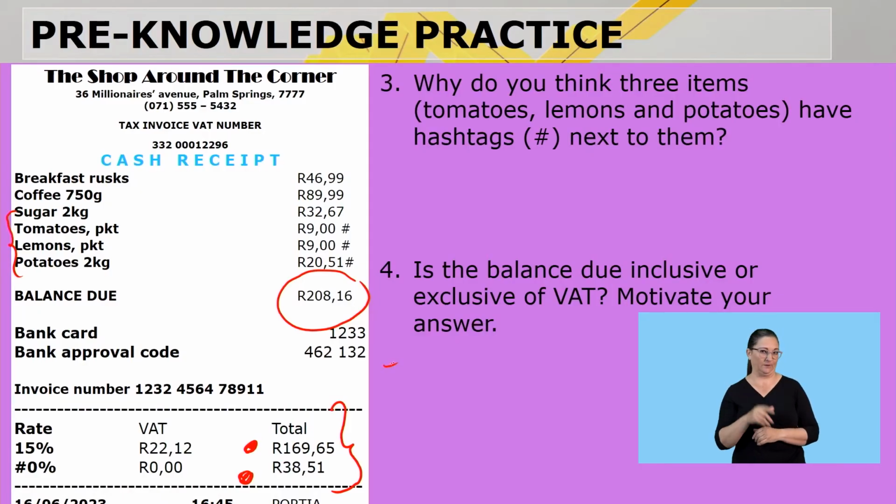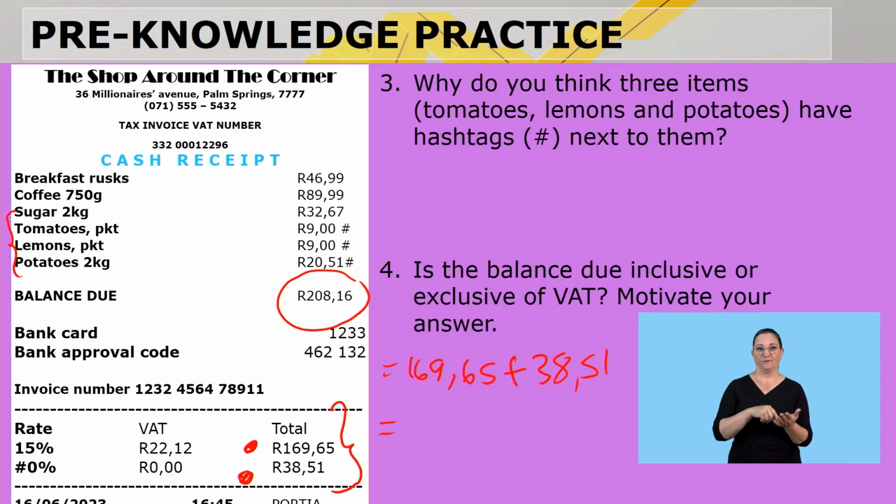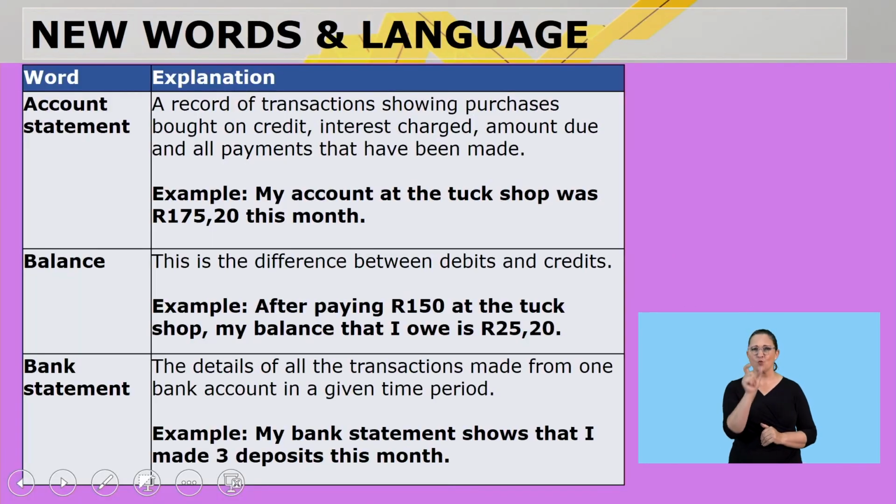So let's quickly check. 169.65 plus 38.51. I do hope you have your calculator. Let's check. 169.65 plus 38.51, and your answer there is exactly 208 Rand 16. So the balance due is VAT inclusive.